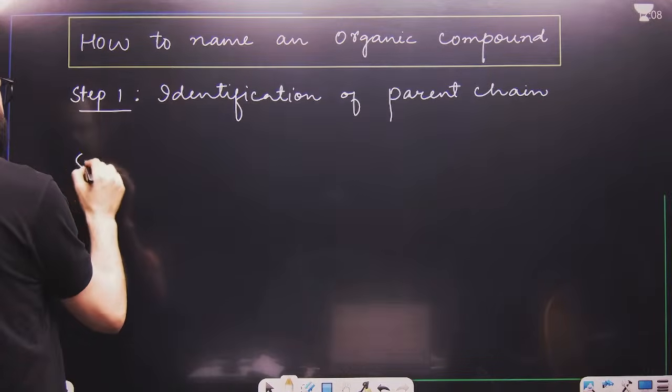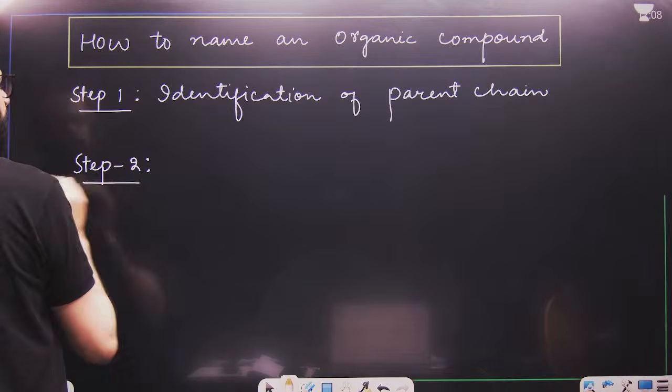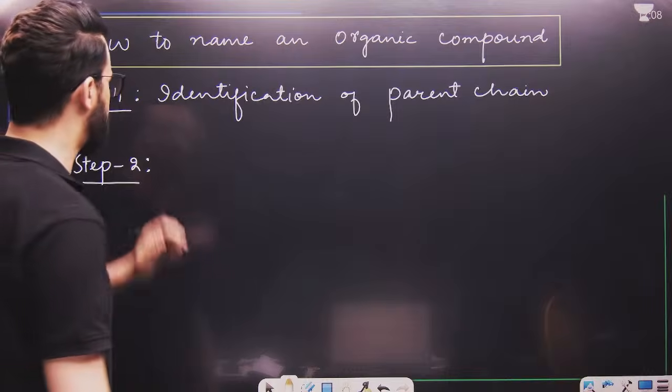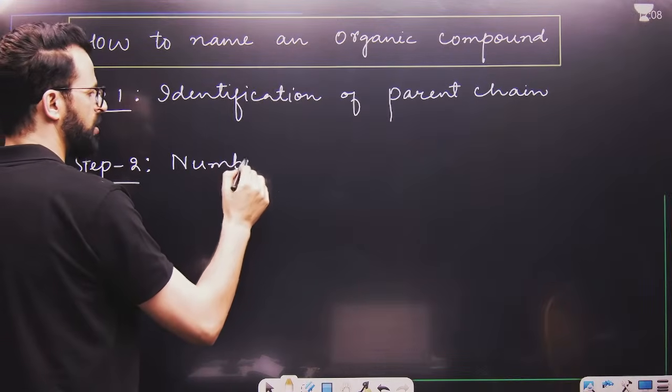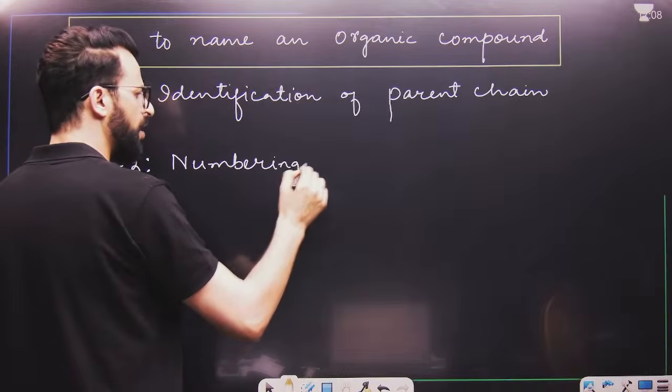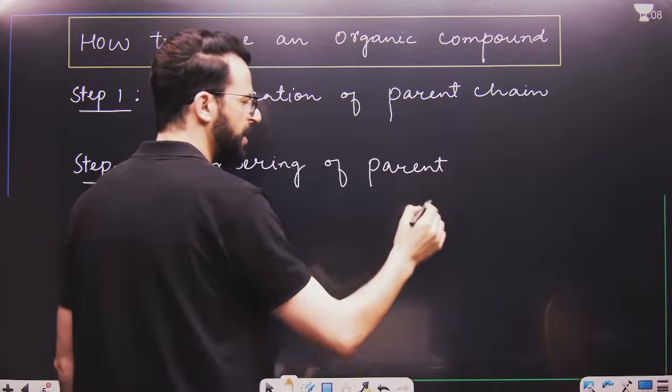Then in the second step, my dear lovely students, you have to number that parent chain. That means the second step is numbering of the parent chain.